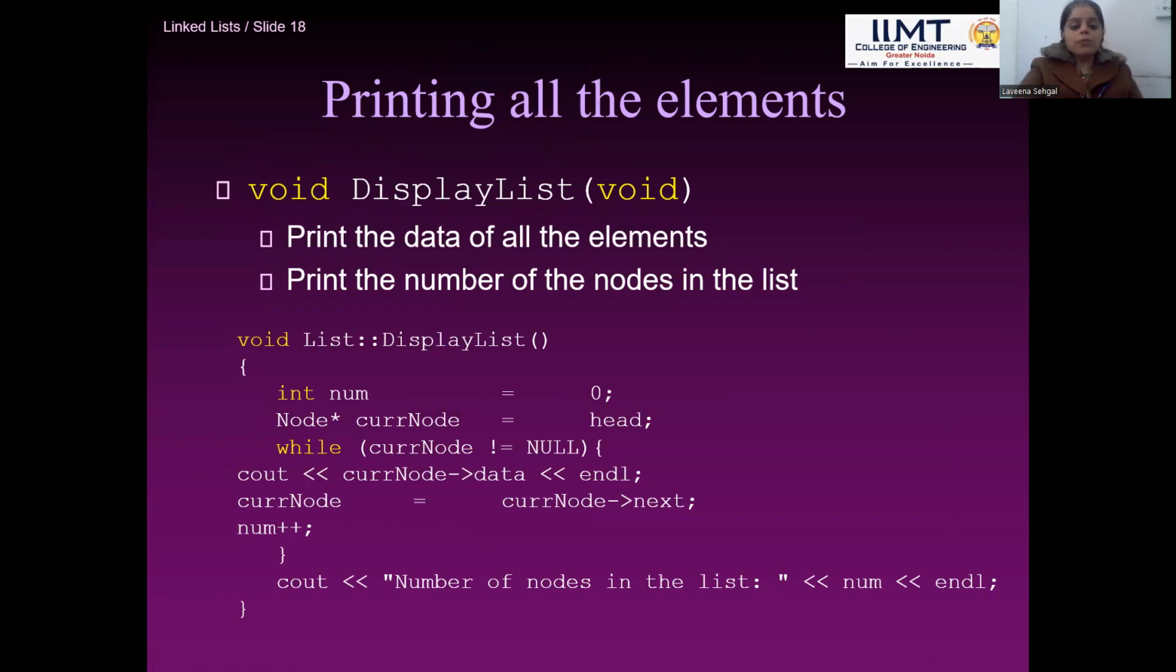Now comes how we can print all the data items in the elements of the list. This is the class we have. You can print the data, all the items, and print the number of nodes in the list. You can check the number of nodes in the list which you want to print out.